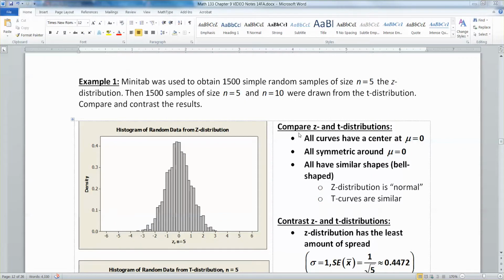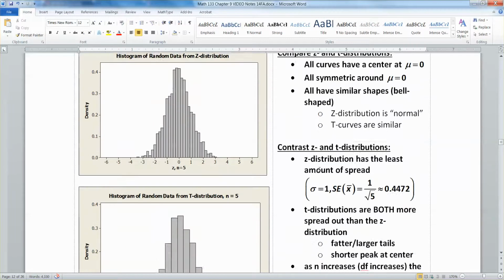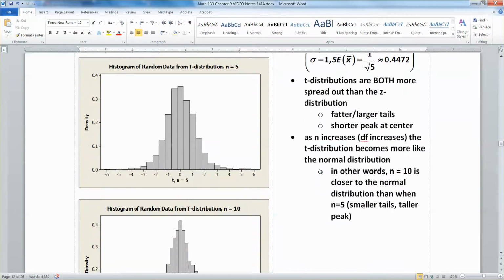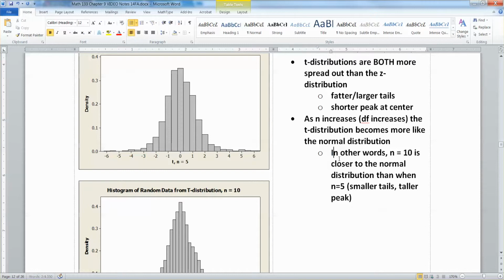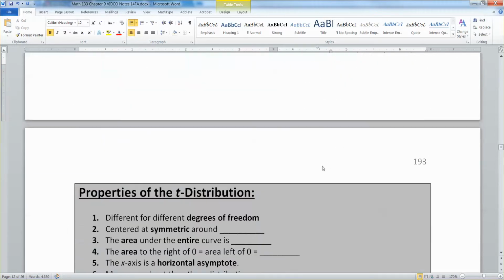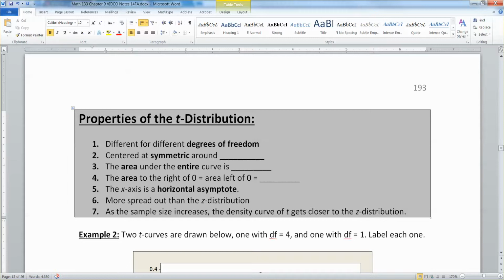When we left off comparing the z and the t distributions, we noticed that the t distributions are symmetric around the center. They have a bell shape, and the larger your sample size, which means the larger your degrees of freedom, the closer the distribution is to the normal distribution. So we want to write that up along with all the properties of the t distribution we can figure out. First things first, there are different t distributions for different degrees of freedom.